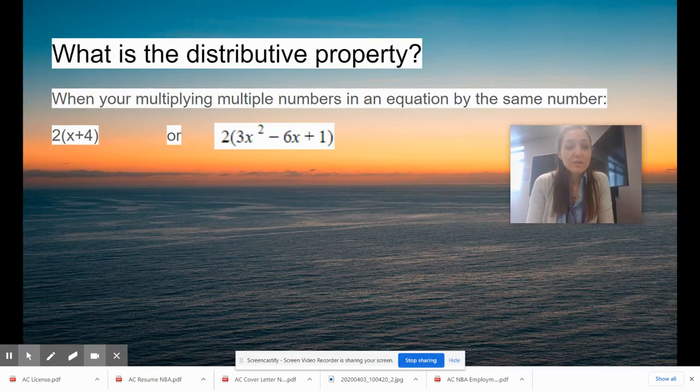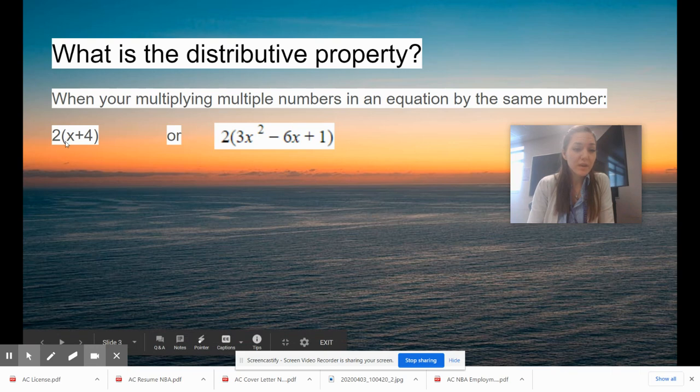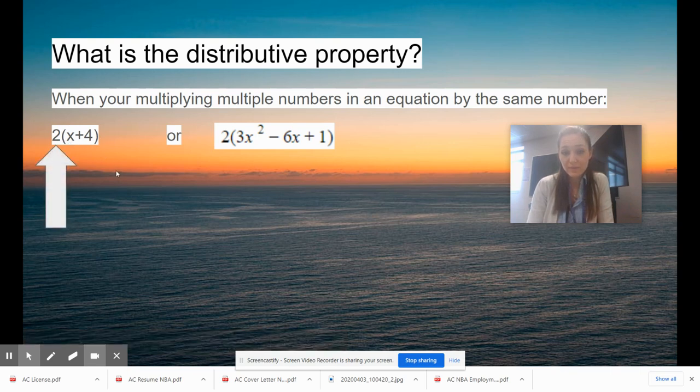All right, so what is the distributive property? Distributive property is really just multiplication. It's when you're multiplying a group of numbers all by the same number. So for example, in this equation, this x plus 4 is all being multiplied by that 2. We have this big group of numbers within the parentheses, and that is all being multiplied by 2. So it's really just multiplication by a single number to a group of numbers.